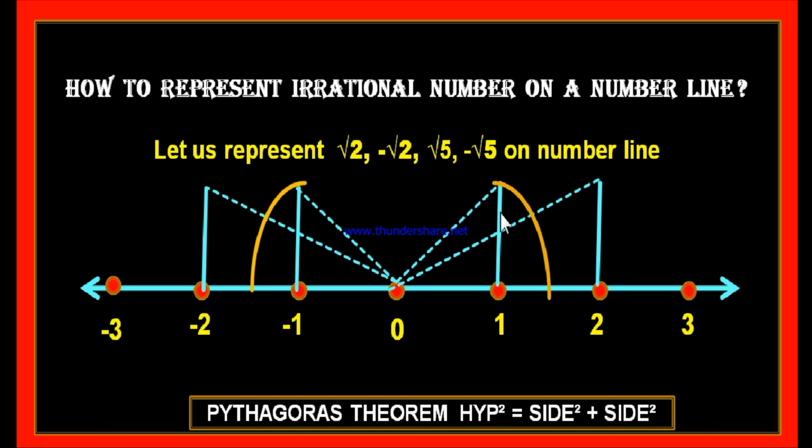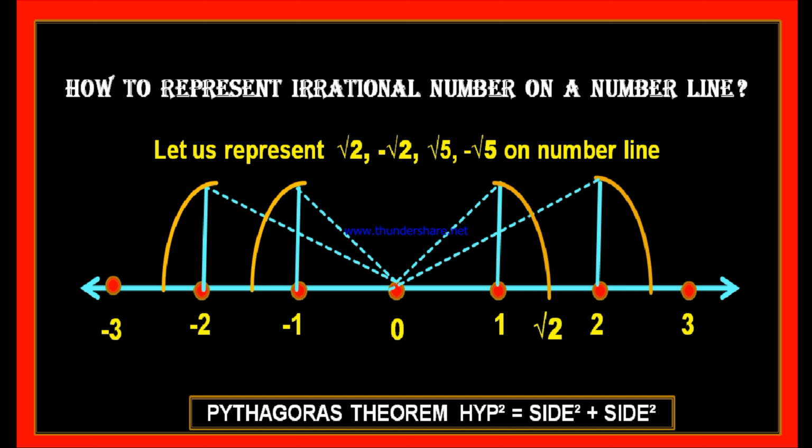Now, take the compass and keep its pointer at 0 and stretch it up to this point and draw an arc like this, passing through this point, so that it meets the number line at a particular point. On the other side also, keep the pointer at 0 and draw an arc which passes through this point and cuts the negative side of the number line at a particular point, and this is minus root 5. Clear?